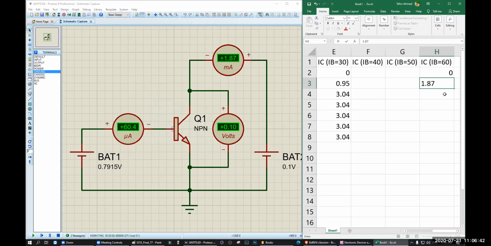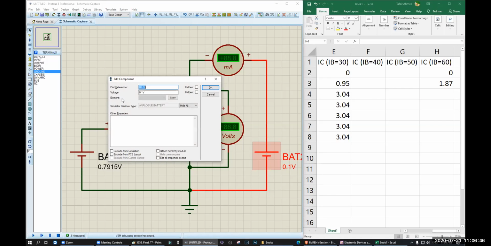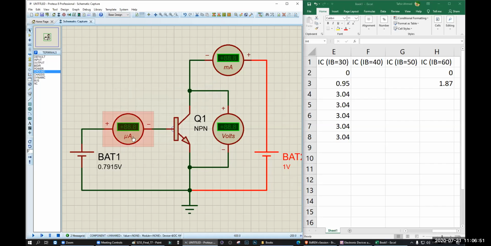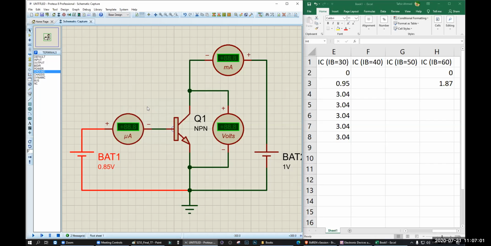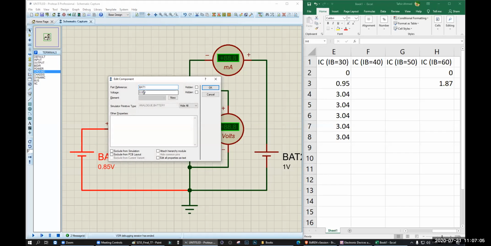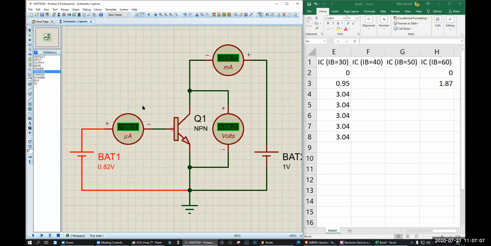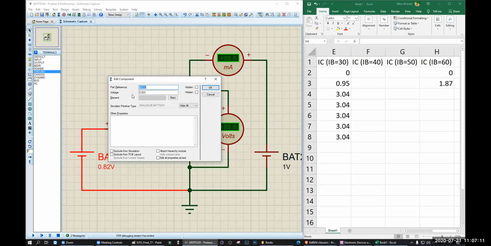Your current is 1.87. Now I'm going to change the voltage to 1 volt and see how much you got. You have to readjust this IB again. So obviously, .85. Too much. 0.82. Okay, almost.